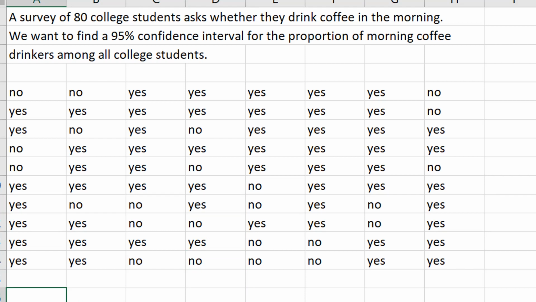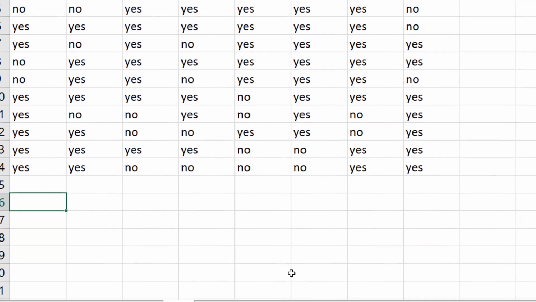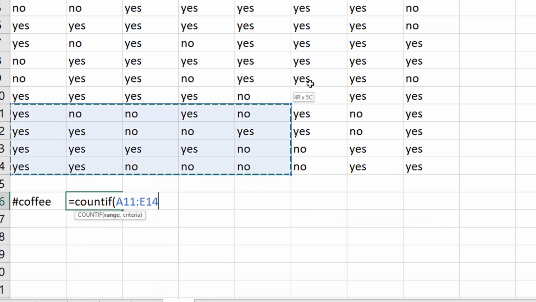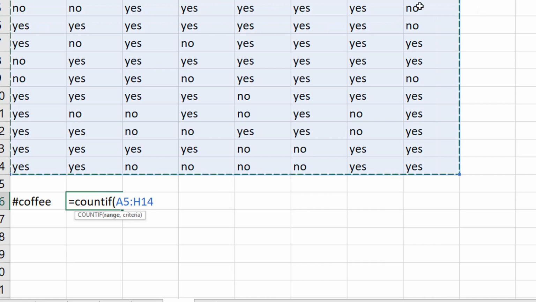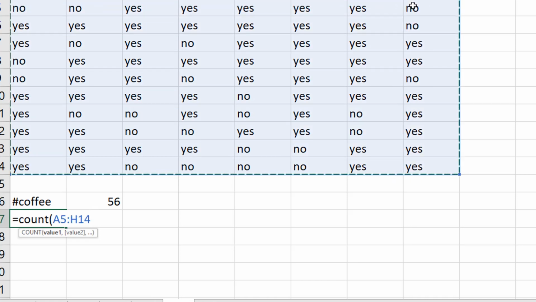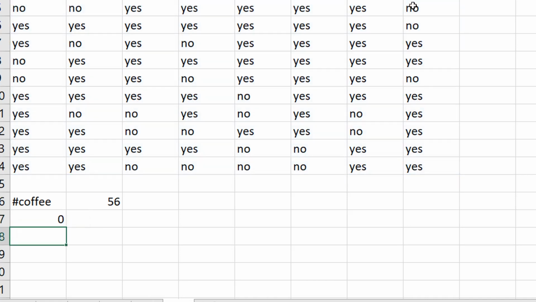I'll say the number of coffee from the sample. That's going to be found using the COUNTIF function. I'm going to count if the person said yes. So I'm going to select this whole range, comma, and in parentheses I put yes, lowercase, exact match. 56 was the match. Of course, I was told that there was 80, but let's just pretend I don't even know that.